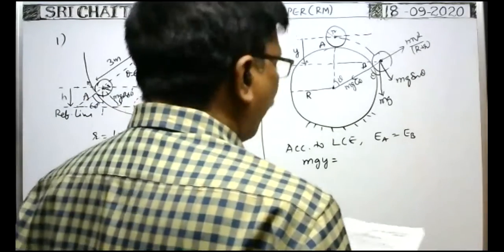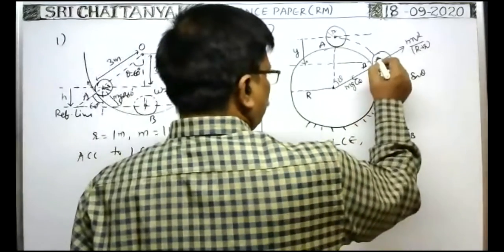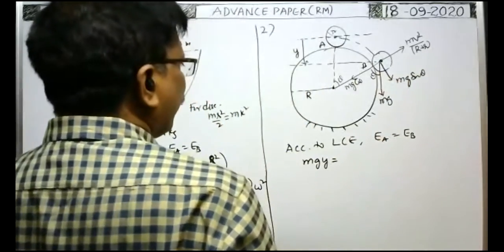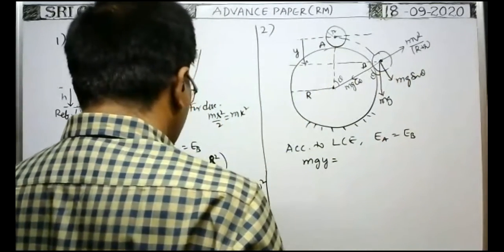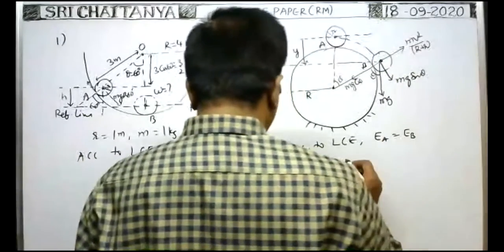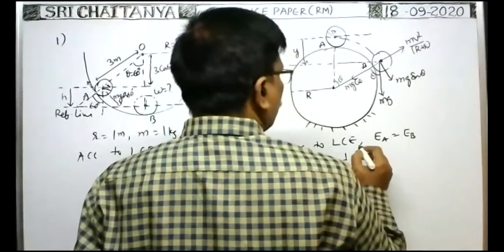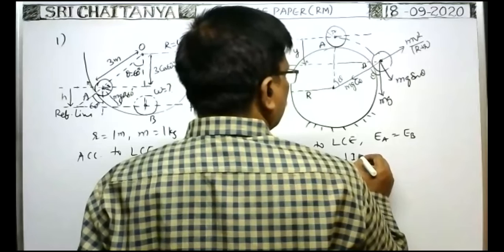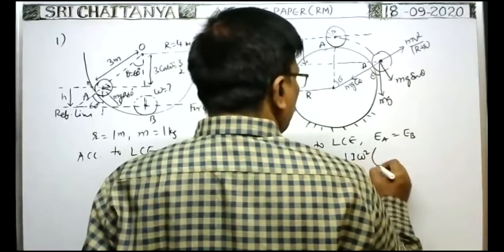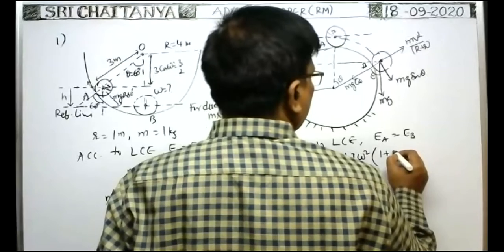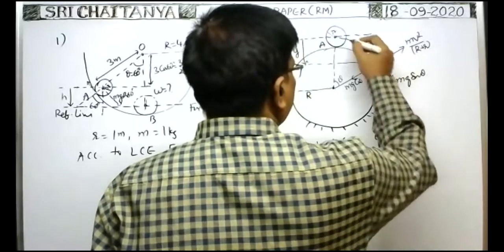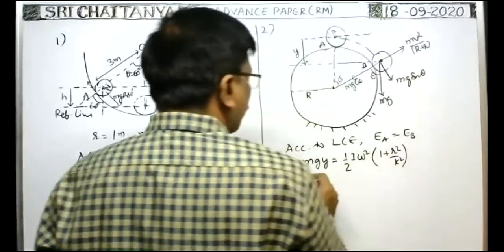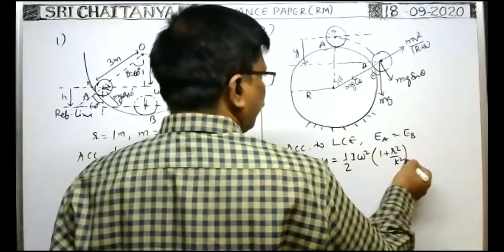So first we have to find the angular velocity. At this position, what is the rolling energy it gains? Rolling energy means half I omega square into 1 plus r square by k square. Here r means the radius of the cylinder, the smaller radius. So half I omega square into this factor is the rolling energy.